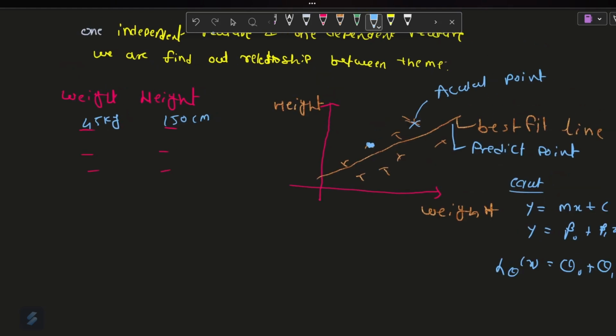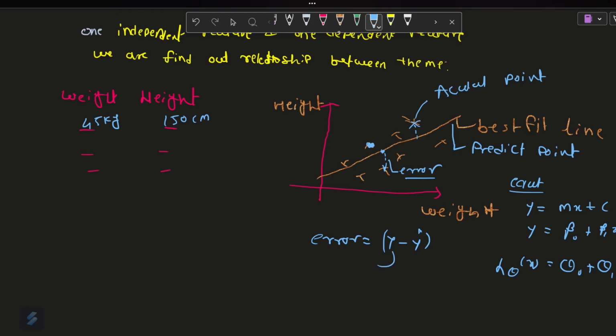So our aim is to calculate the error between the actual point and the predicted point, right? Our main aim is to calculate that error and minimize that error. How do we calculate the error? Error is equal to y minus y hat. This is the formula for calculating the error.